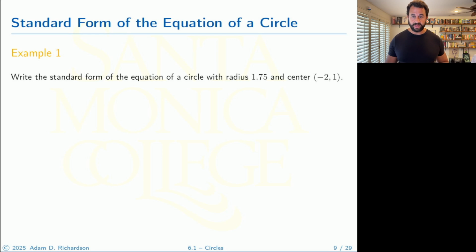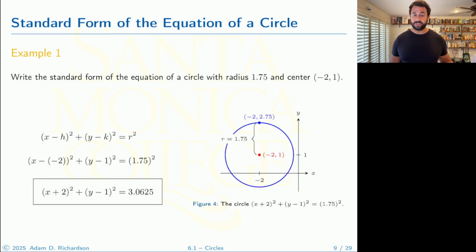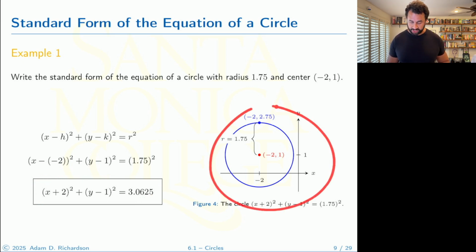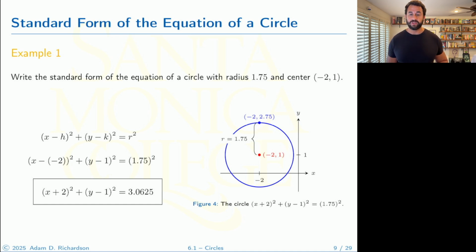All right, here we go. So we're given the radius, we're given the center. It's pretty quick and easy to write out the formula. h is -2, k is 1. So h becomes -2 and k becomes 1. And the radius is 1.75. Now we can simplify a couple things and we get this as the equation of that circle. And then here's a picture of the circle just to sketch it out. The center is at -2 comma 1. The radius is 1.75. So we just move out 1.75 units from this point.